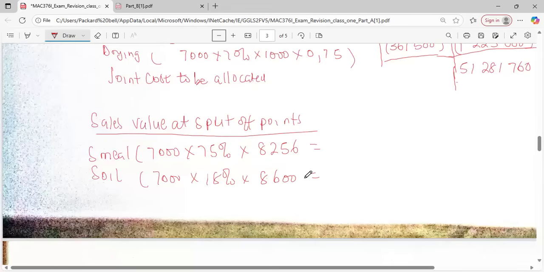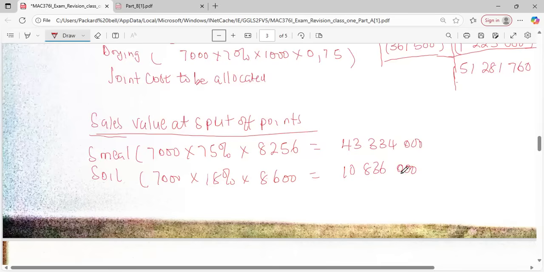For S meal, it's 43,344,000. Then for S oil, it's 10,836,000. Right. We have our sales value. Remember, the reason why we need this sales value is that this is our method to allocate the joint cost to the joint product.